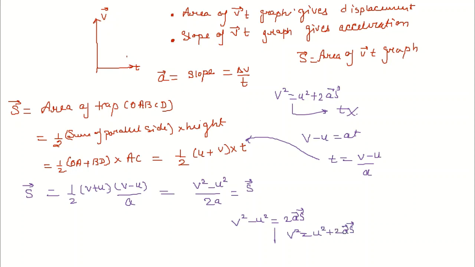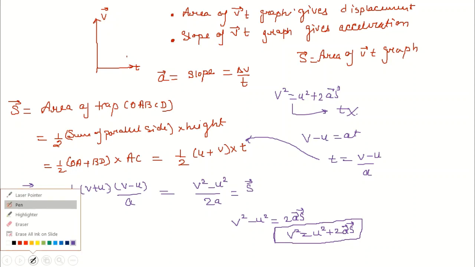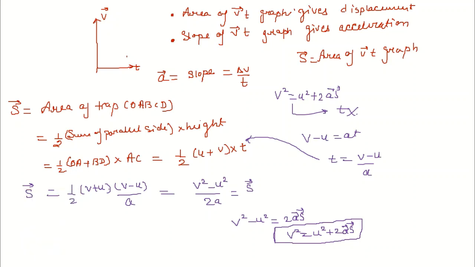So hence we can derive these equations of motion with the help of a graph. With the help of the graph, we have also understood that for the VT graph, the area gives the displacement and the slope gives the acceleration. We have derived the three equations of motion: v is equal to u plus at, s is equal to ut plus half at square, and v square is equal to u square plus twice as. In the next lecture, we will derive these equations of motion by the mathematical method.